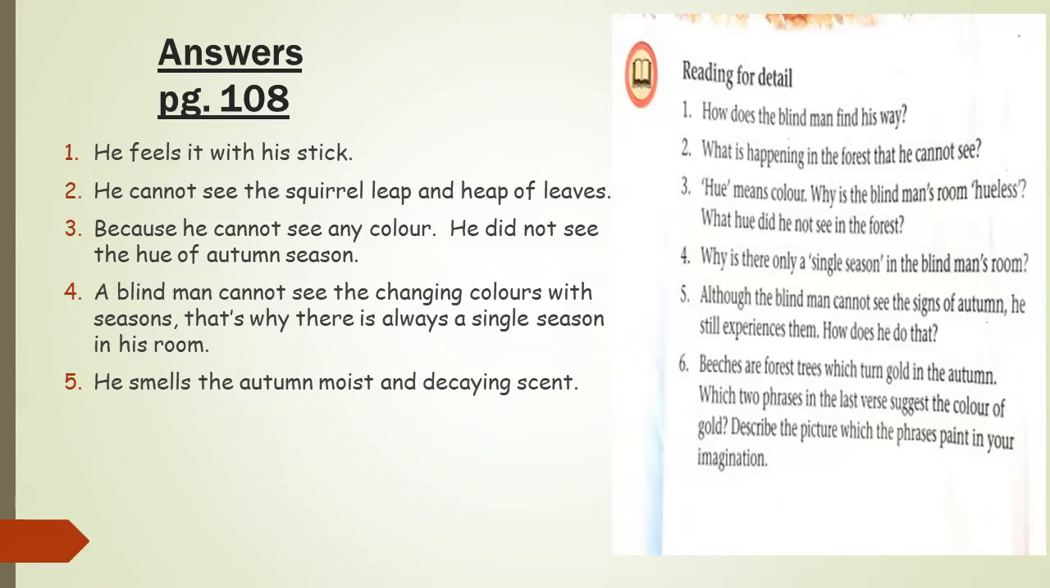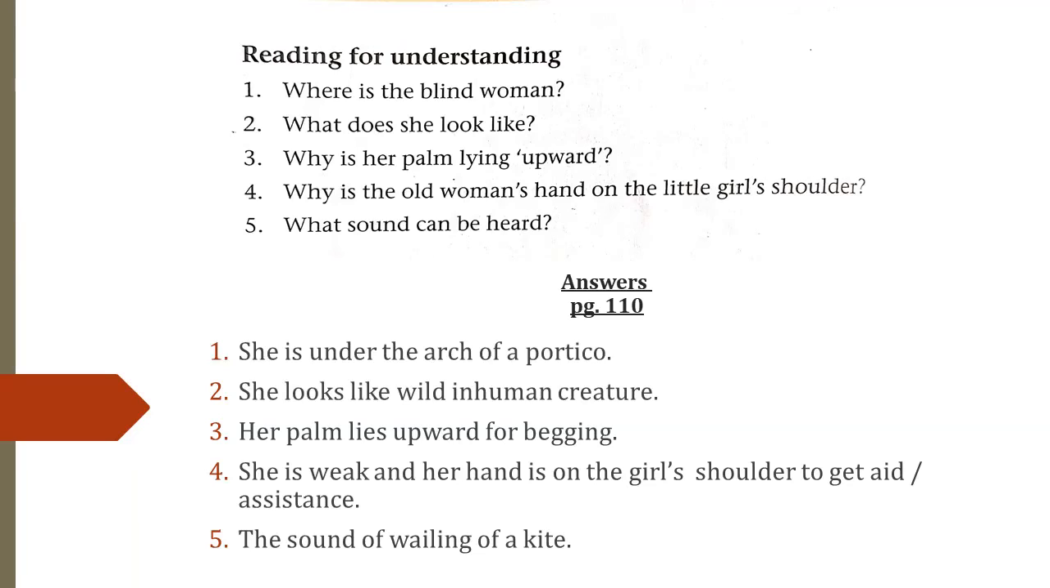Reading for understanding at page number 110. The blind beggar woman. Question number 1. Where is the blind woman? She is under the arch of a portico. Question number 2. What does she look like? She looks like a wild, inhuman creature. Number 3. Why is her palm lying upward? Her palm lies upward for begging.